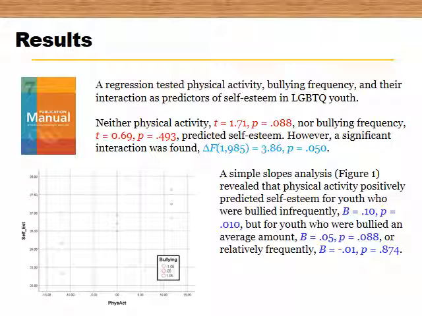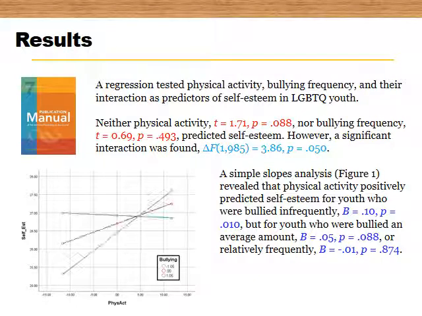Our simple slopes analysis told us that physical activity was a significant predictor of self-esteem only for children who were bullied infrequently. In other words, for those who were low in bullying. However, for those who were average or high in bullying, that relationship went away. The benefits of physical activity for self-esteem were not seen for those children.